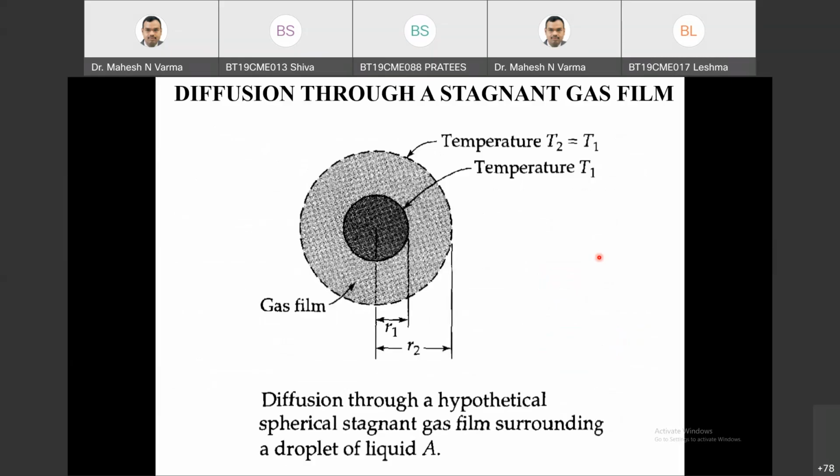This is the figure for the same problem. So we have this droplet. This is the gas film around this droplet. The temperature everywhere is constant for this problem. And this is diffusion through a hypothetical spherical stagnant gas film surrounding the droplet of liquid A. So inner radius is R1, outer radius is R2.